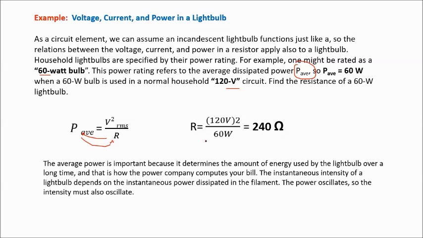I would like you to check the value of R using your scientific calculator. So the average power is important because it determines the amount of energy used by the light bulb over a long time. And that is how power company compute our bill. The instantaneous intensity of the light bulb depends on the instantaneous power dissipated in the filament. The power oscillates, so the intensity must also oscillate.